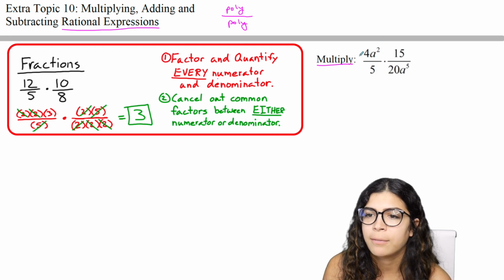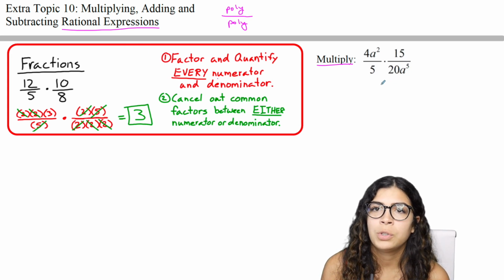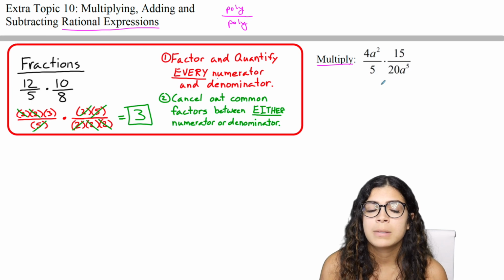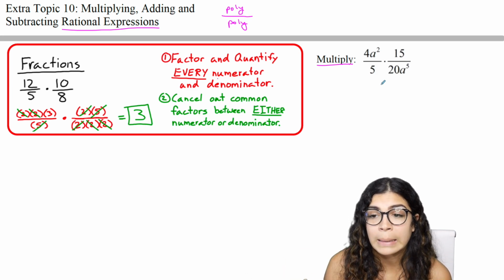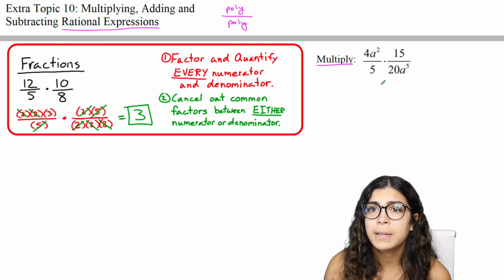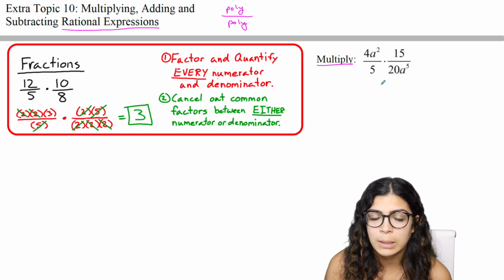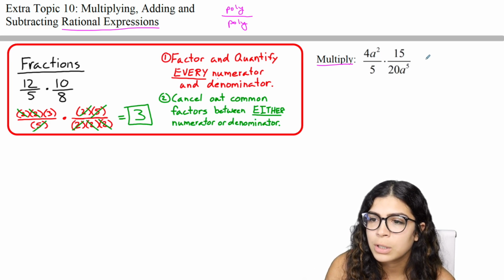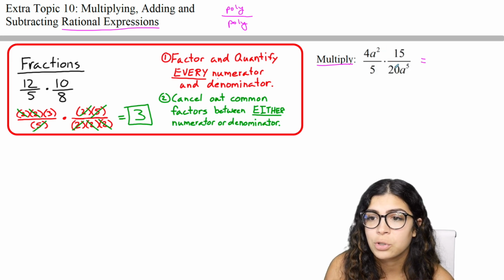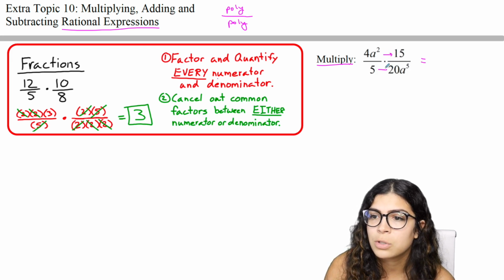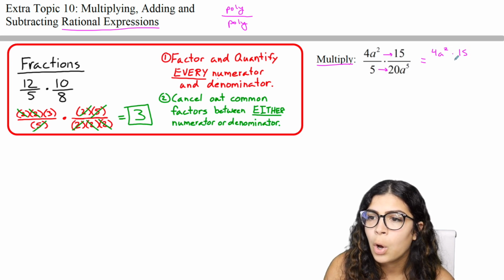Starting off easy, we have monomial over monomial times monomial over a monomial. Now the idea that we want to use here for simplifying, because that's what we're going to be able to build on later on, is to simplify by factoring completely. So essentially, remember when you're multiplying fractions, you multiply straight across. So this is just 4a squared times 15 over 5 times 20a to the 5th power.